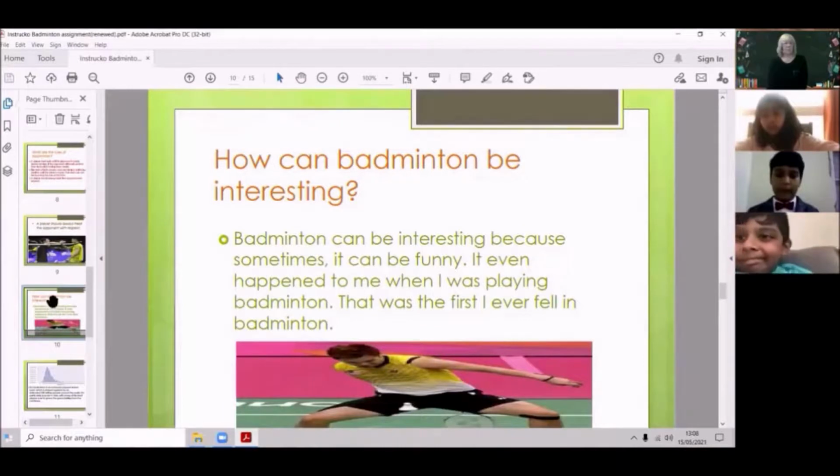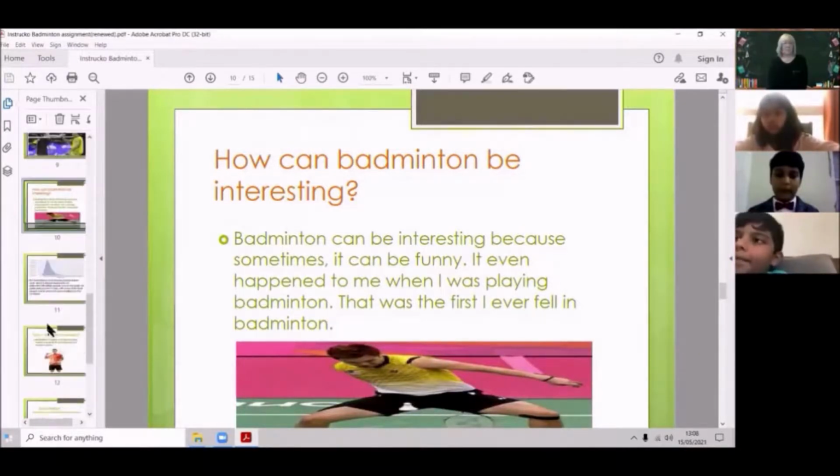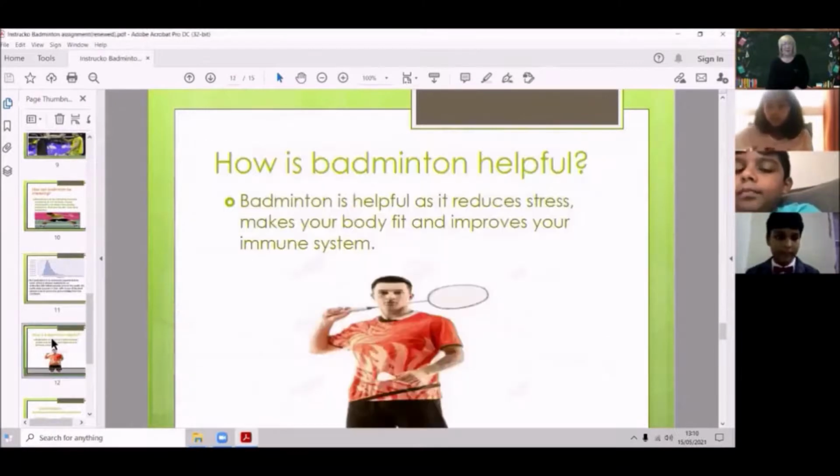How can badminton be interesting? Badminton can be interesting because sometimes it can be funny. It even happened to me when I was playing badminton. It was the first time I fell in badminton. Badminton is an extremely popular indoor sport. It's played regularly by an estimated 220 million. Particularly popular in Asia, many of the best players ever to grace the game hailing from the continent.